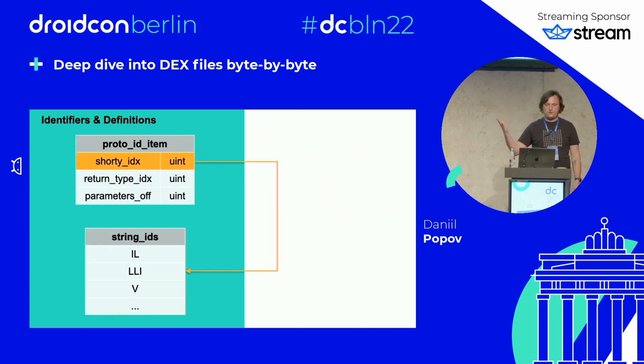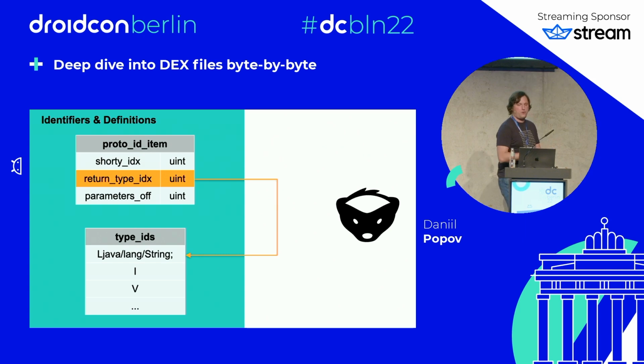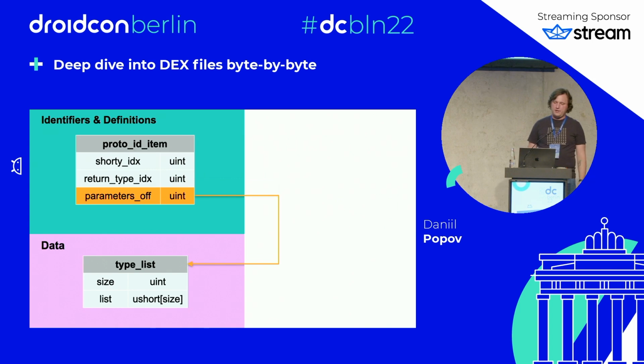It has the first field, shorty, which is just a short description of the prototype, denoting the return type and argument types expressed in concise type descriptor format. Then we have return type, which is also an index in the type IDs table. And we have the parameters offset. Arguments are expressed as an offset to a special type list structure, which is placed inside the data section. And this structure has a field which is responsible for the amount of types inside it.